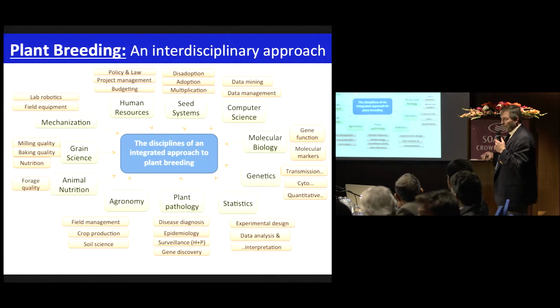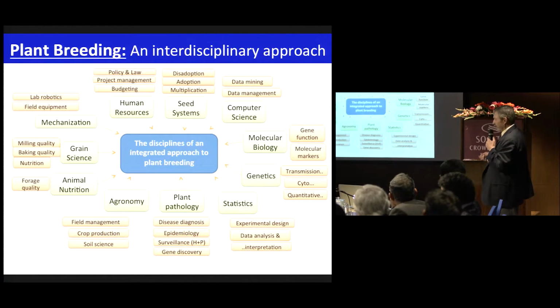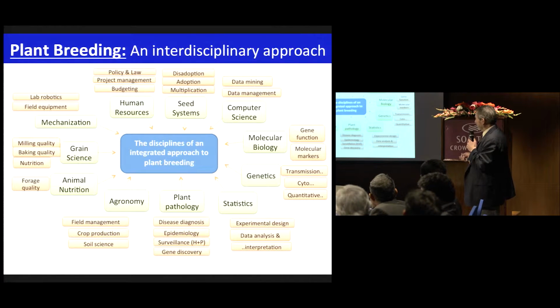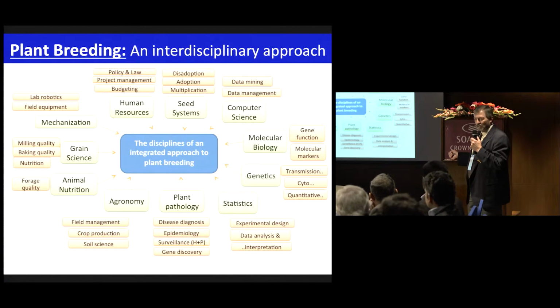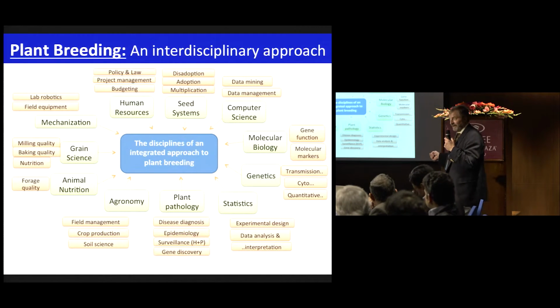We have to work with other people. This is human resource management. Mechanization is increasingly important with lab robotics and field equipment. My goodness, the stuff that is being designed these days. Grain science, milling quality, baking quality, nutrition, nitrogen, iron deficiency, and on and on. Animal nutrition, we have to remember that as the world gets wealthier, more animal protein is consumed, and so that energy source comes from plants.